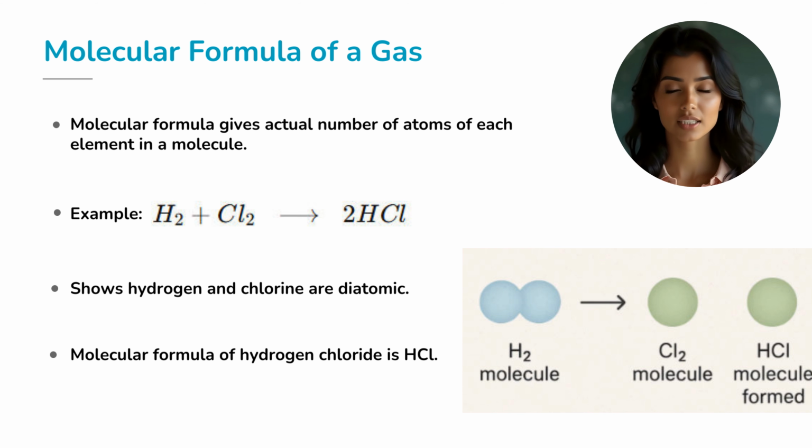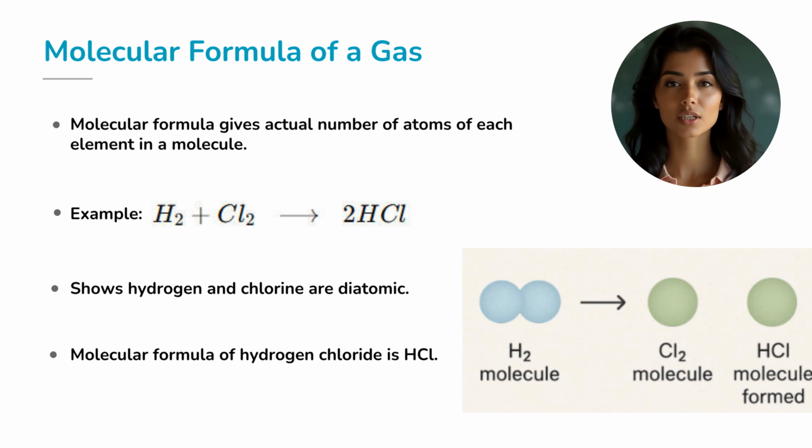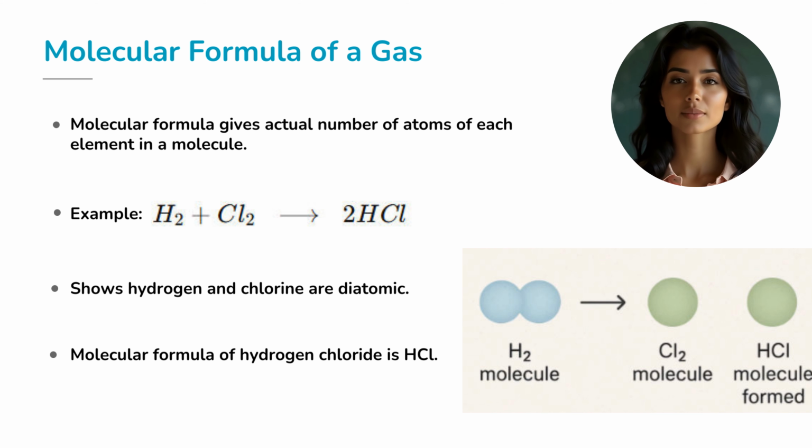Hydrogen and chlorine are both diatomic, meaning they exist as H2 and Cl2 molecules. The beauty of Avogadro's law is that it allows us to deduce that for every two molecules of hydrogen and chlorine, we get two molecules of hydrogen chloride. That's how we find the molecular formula of a compound. It's all about the volume ratios.